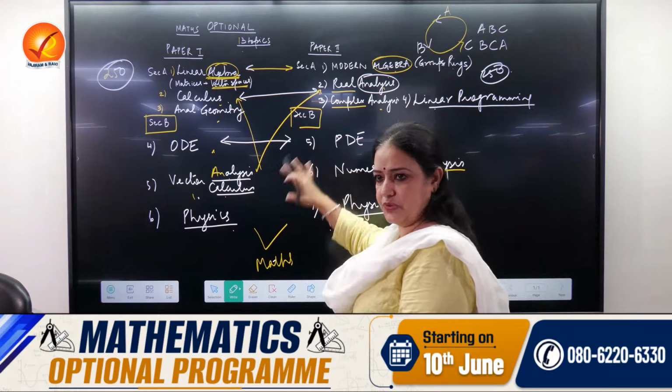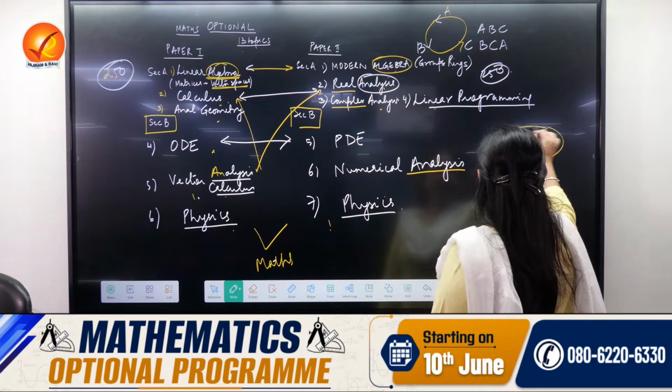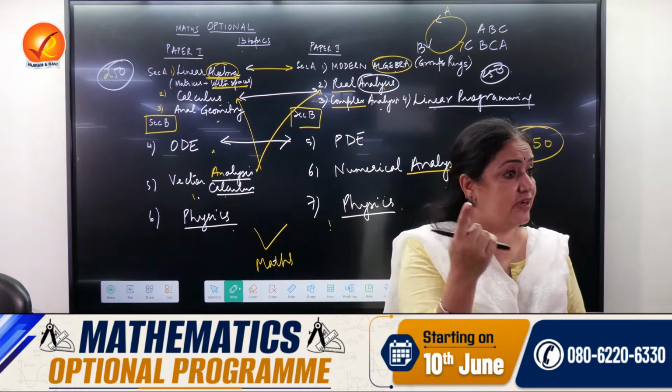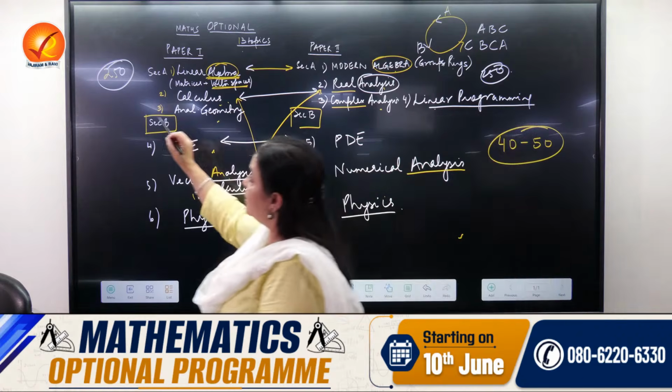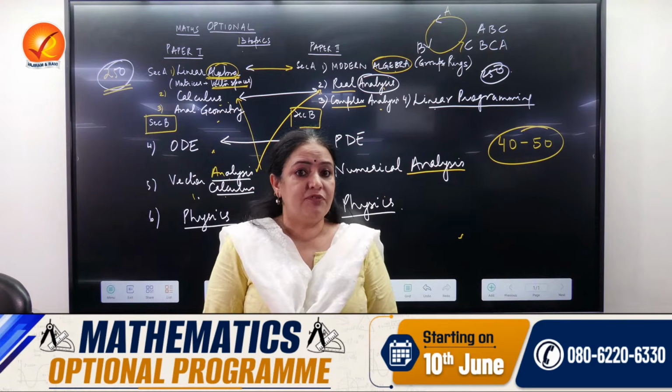Which tells you that you don't have to have a deep analysis mode on here. Every topic that is written here comes approximately for 40 to 50 marks. Slightly more, I'll tell you why. In fact, 60, sometimes 70 also. Why? Because 250 marks is what you have to attempt.